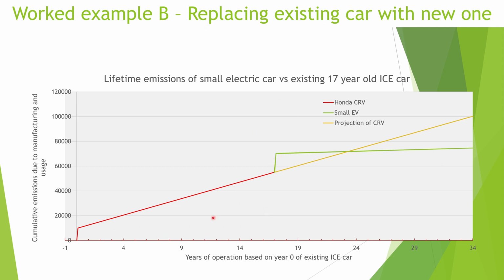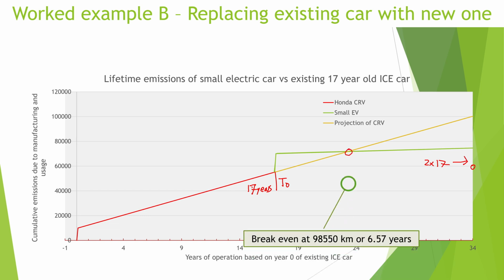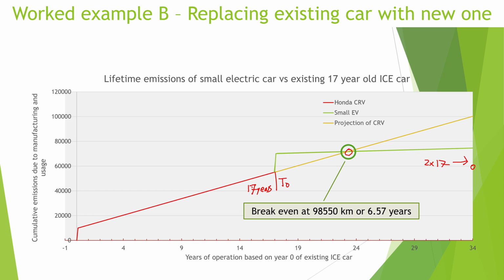Okay, I showed you it on the table. Here we are showing it graphically, the same as before. And I'd just like to reiterate the fact that we are here at time 0, and that's 17 years of operation of the existing vehicle. And just to make the graphics easier, I've used 34 years, which is 2 times 17, for the total length of time that we see here. And after our break-even point, which happens at around 100,000 kilometers at 6.7 years, we can see that after that we start saving a lot of energy.